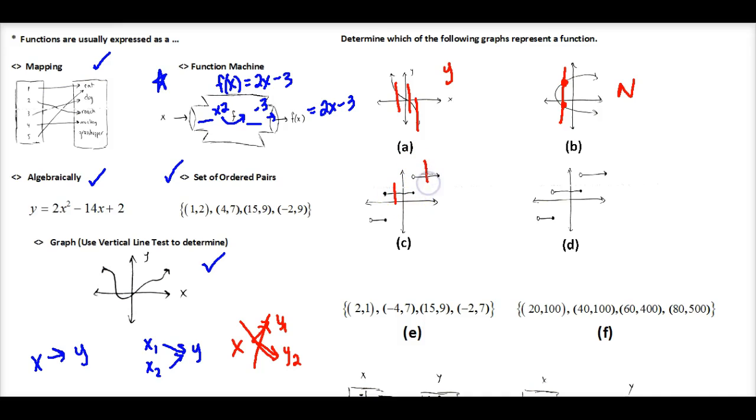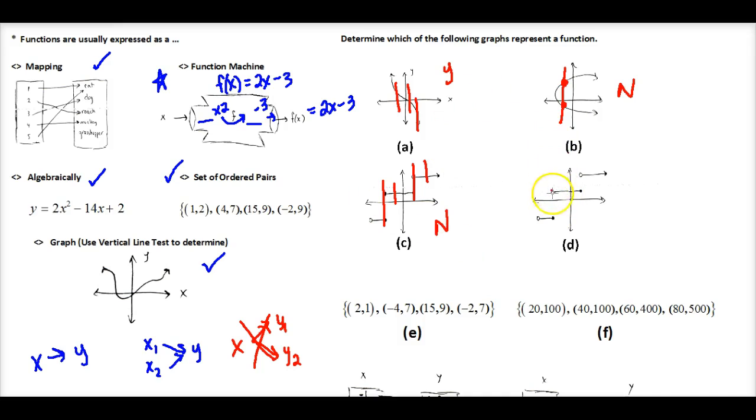Okay. For C, if we start to draw vertical lines, we see that here we don't have a problem. Here we don't have a problem. But right along here, we see we have open circle, closed circle. So if we draw a vertical line here, that's not a problem because in this case, we only have really one point there, which is the closed circle that was here. But right here, though, as you see, we have two closed circles. So that's communicating to us that we have one x value trying to be paired with two y values. So in this case, this would not be a function.